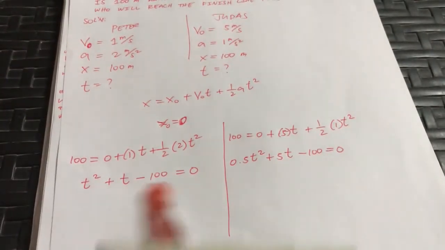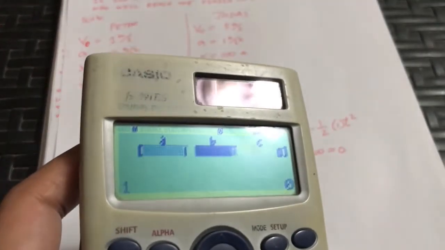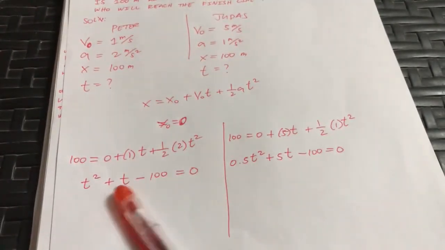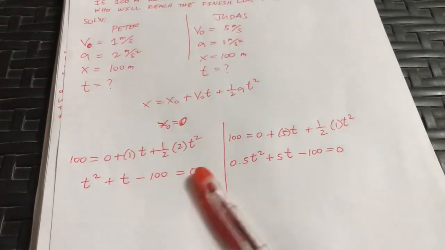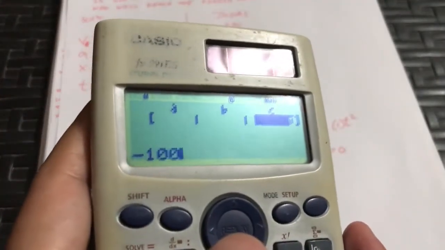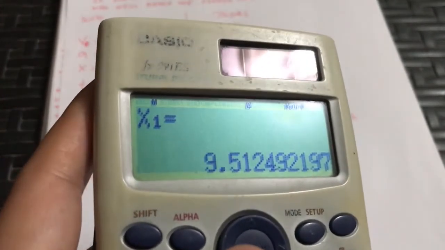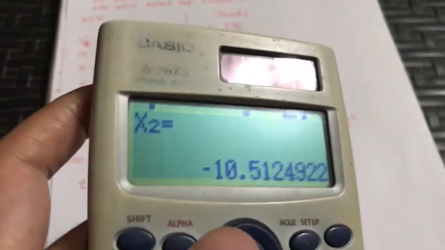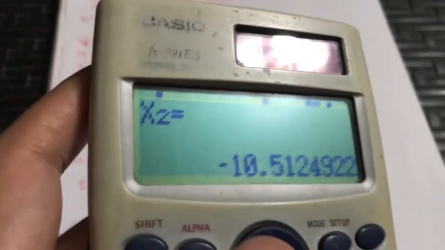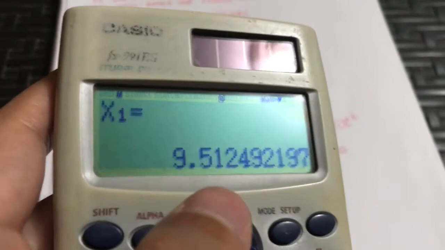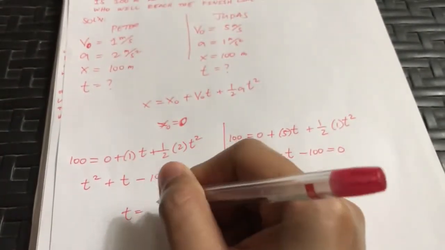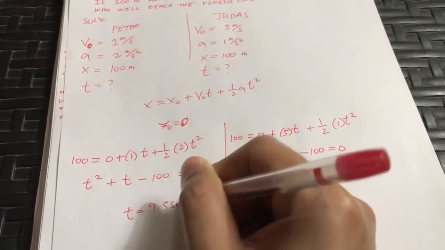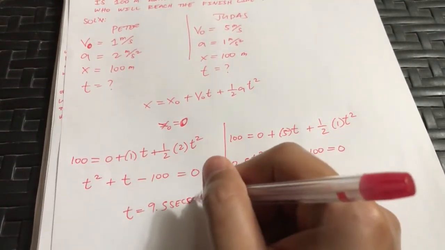For t squared, the coefficient is 1, so you have here 1. The coefficient of B is also 1, so we also have 1. And then the negative 100. Let's get the answer. The first value is 9.51. The second value is negative 10.51. So we'll only consider the positive time. So we have a time of 9.5 seconds.